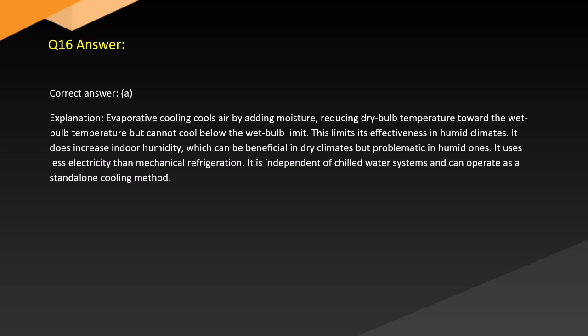Answer. Correct answer. A. Explanation. Evaporative cooling cools air by adding moisture, reducing dry bulb temperature toward the wet bulb temperature but cannot cool below the wet bulb limit. This limits its effectiveness in humid climates. It does increase indoor humidity, which can be beneficial in dry climates but problematic in humid ones. It uses less electricity than mechanical refrigeration. It is independent of chilled water systems and can operate as a standalone cooling method.